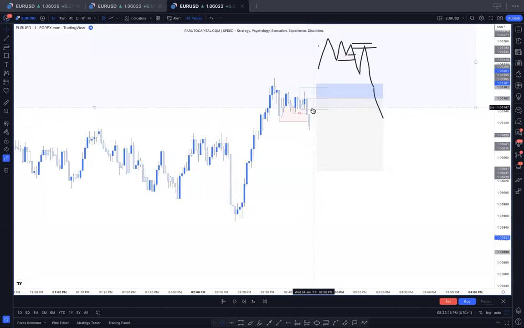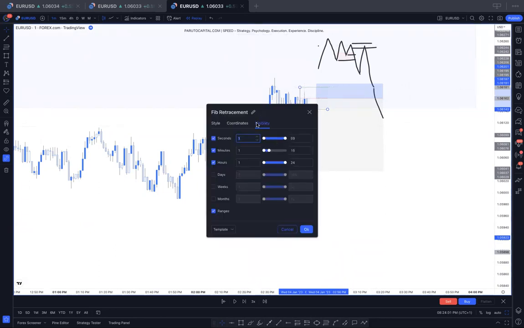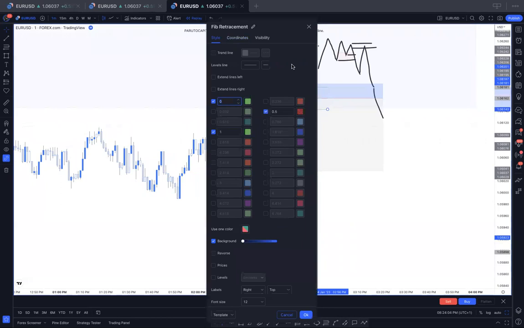Now, how do you place your entries? This is very subjective. If you look at this retracement tool here, you have the middle line, which is called the equilibrium, right? The 50% point. So if I double click this and click on the settings button here, let's look at the style. Now you can see the 0 point is ticked, 1 is ticked, 0.5 is ticked, right?